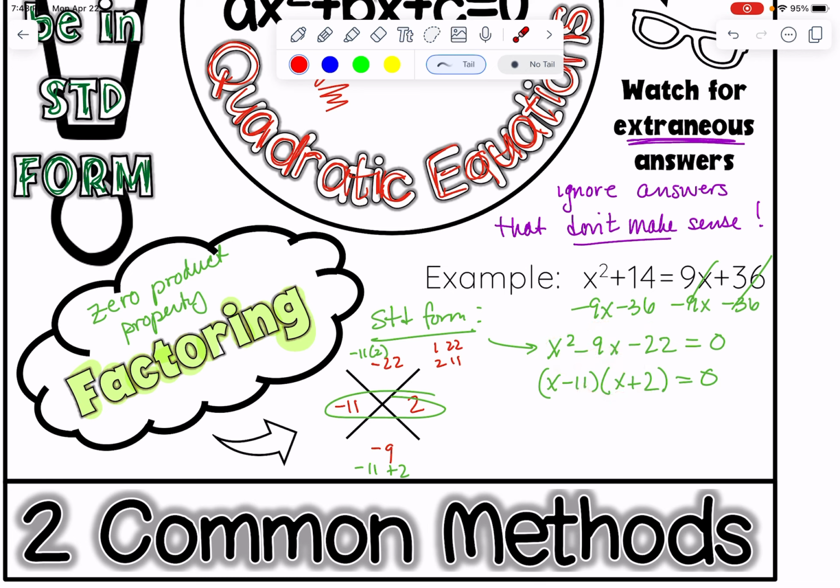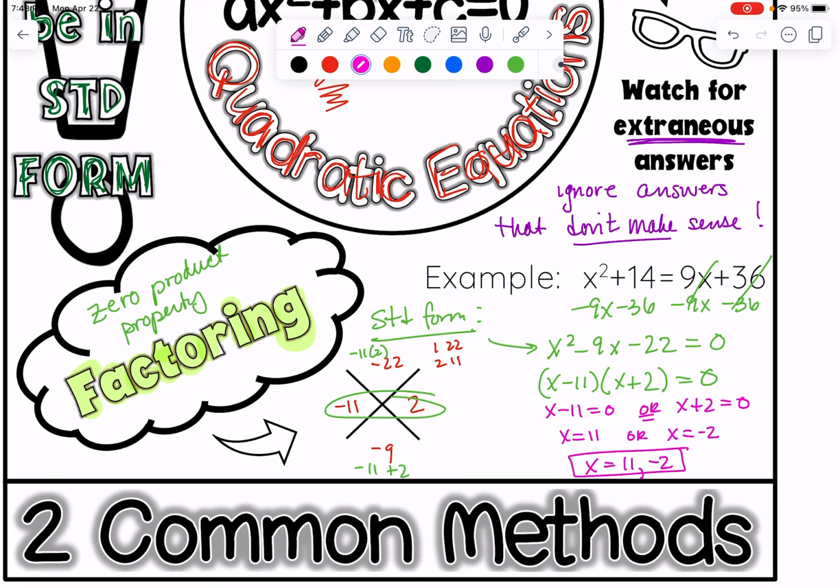So now we just set each factor equal to 0. So either x minus 11 equals 0, because in order for the answer to be 0, either this is 0 or this is 0. One of the two of those has to be the case. So that means that x is 11 or x is negative 2. So then I would write my answer, x equals 11, comma, negative 2.